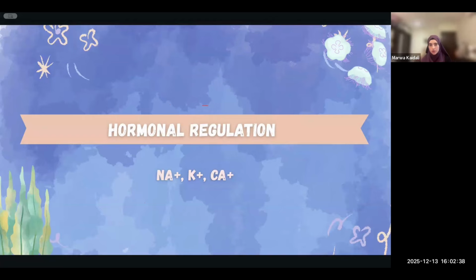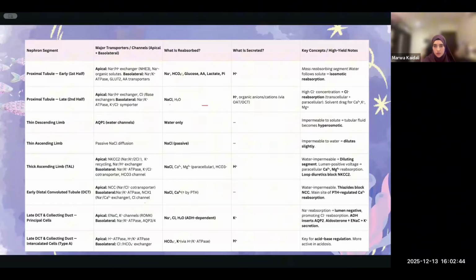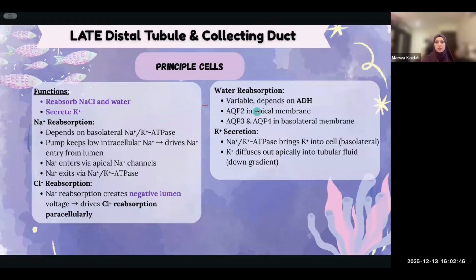Names of the channels, like which ones? The aquaporin. The only reason I included them in the notes section here is because the doctor put them in your notes section, but you do not need to know the numbers. Just know that water goes through aquaporin channels. That's it. He's not going to ask you about the numbers. It's very low yield.